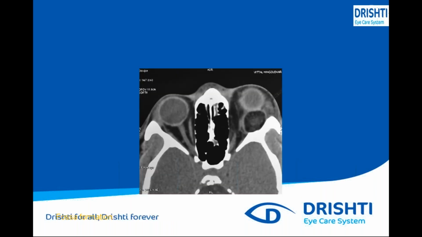Now coming to bony erosion. So what happens? This is the normal axial cut of the CT scan orbit. This is the normal eye. You see, this is the optic nerve, this is the rectus muscles, and this is the eyeball, right? But in this eye, you can see this is the mass.